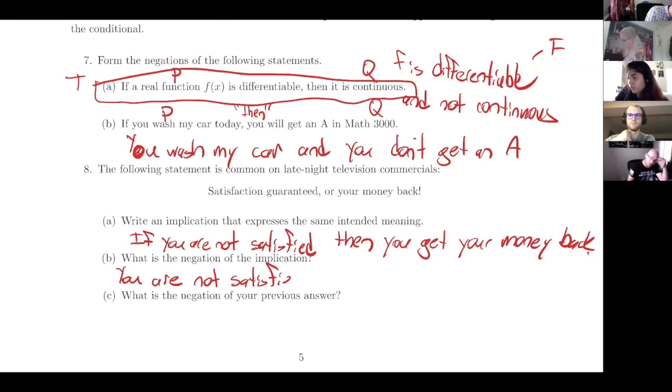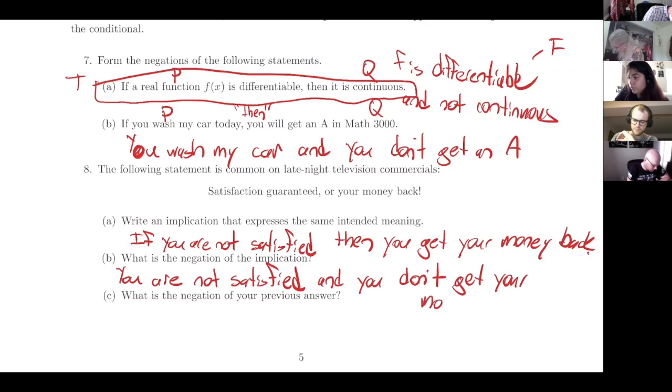And you don't get your money back? That's right. And you don't get your money back. So we negate the conclusion. So removing the if, do we assume those are included, or is that intentional for proper negation?